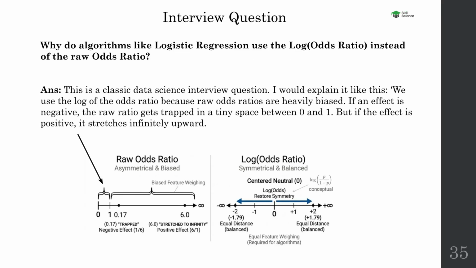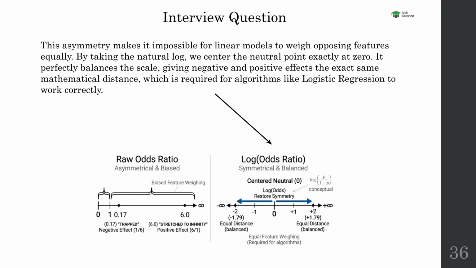Why do algorithms like logistic regression use the log odds ratio instead of the raw odds ratio? The answer is that raw odds ratios are heavily biased. A negative effect is trapped between 0 and 1, while a positive effect stretches infinitely upward. This asymmetry makes it impossible for linear models to weigh opposing features equally. By taking the natural log, we center the neutral point at 0, perfectly balancing the scale, which is required for algorithms like logistic regression to work correctly.